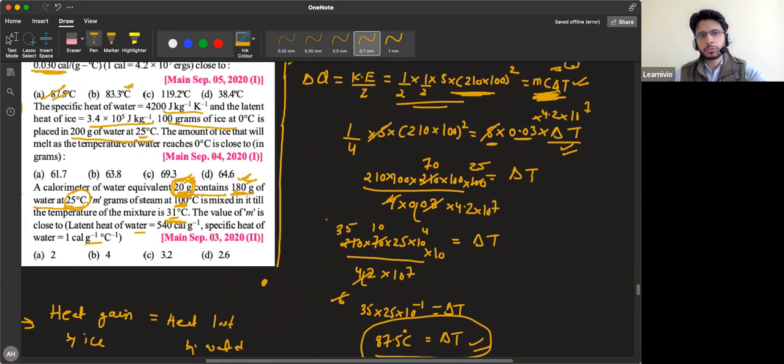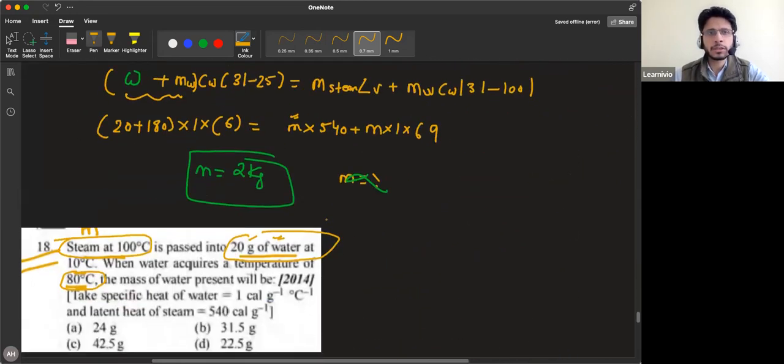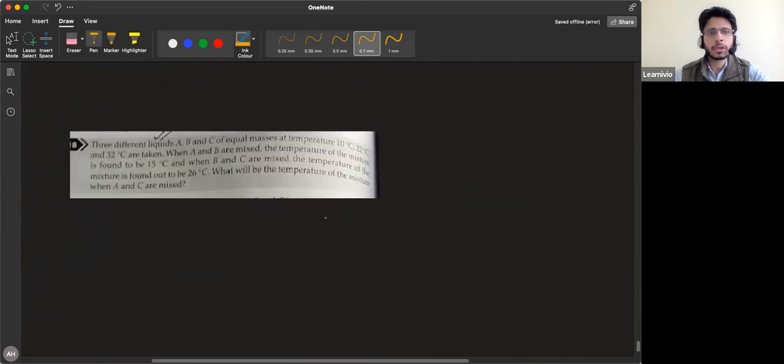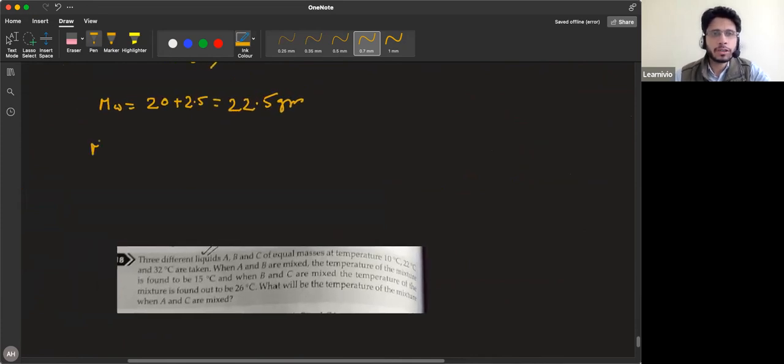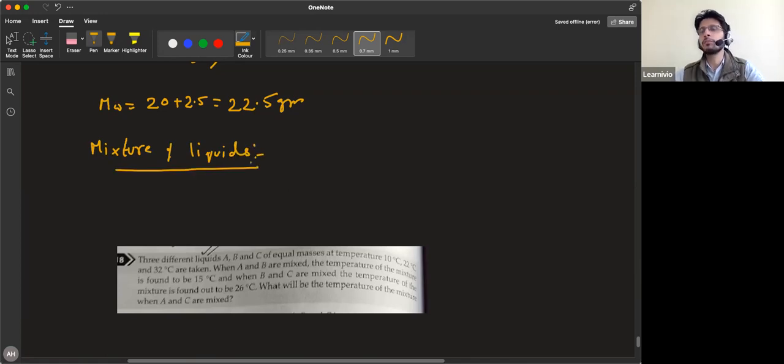So let's move on to the next thing, which is very, very important. Yeah, this one. We call this topic mixture of liquids. Just like the first question that we did on specific heat, with aluminium, copper and water, instead of solids and liquids, this type of question will mix many liquids. So the method is the same, which is the principle of calorimetry, heat gain is equal to heat loss.